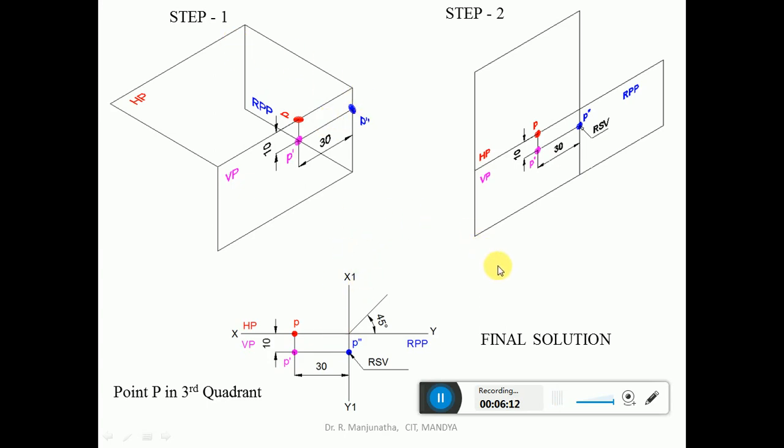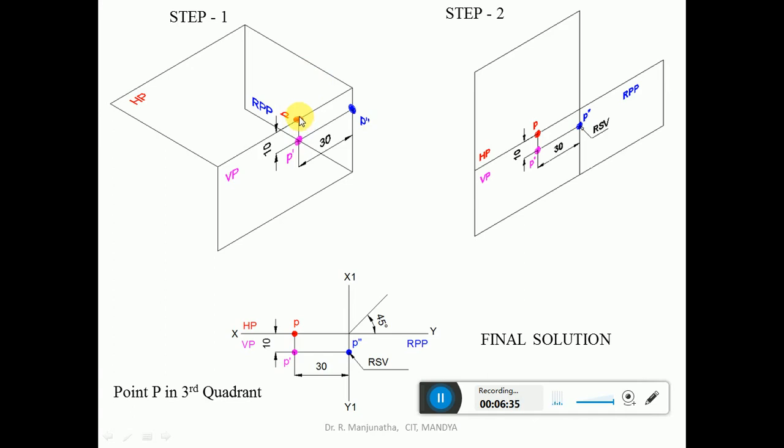Now when you look from the front view, we can see the distance below HP. So the below HP distance, when it is projected, you are going to see on the vertical plane. So since the image is on the vertical plane, you are going to get P dash. When you look from the top view, the point is lying on VP, so obviously the image will be on HP, so you are going to get the point on HP here.